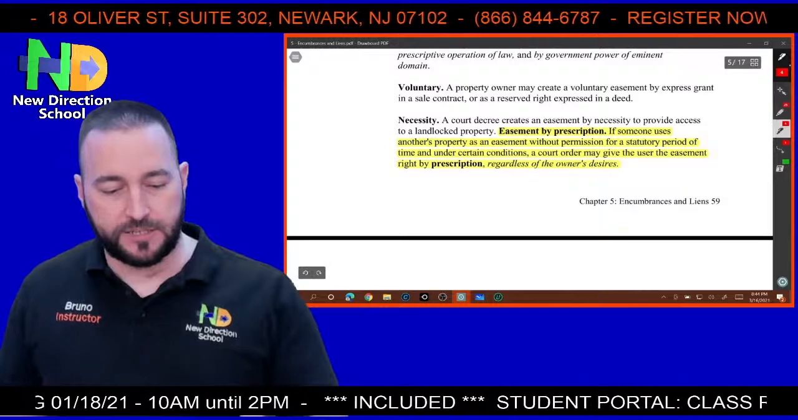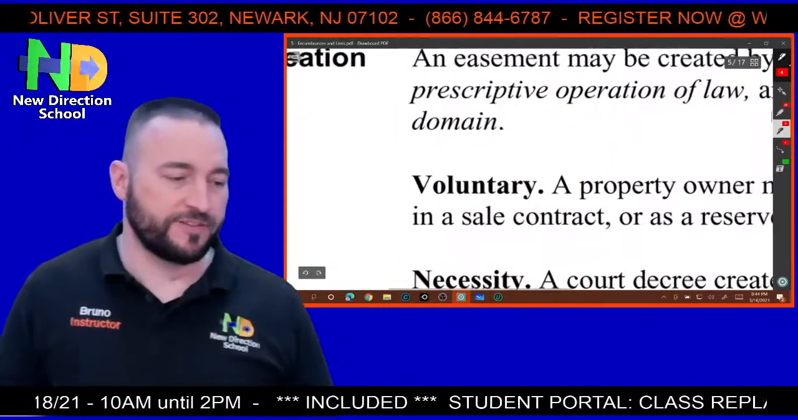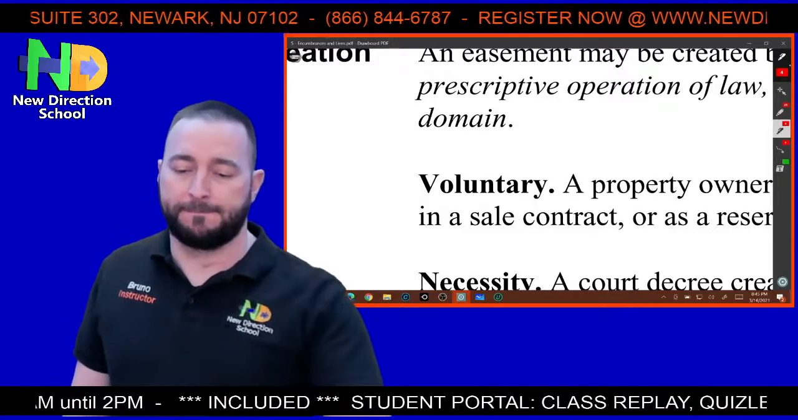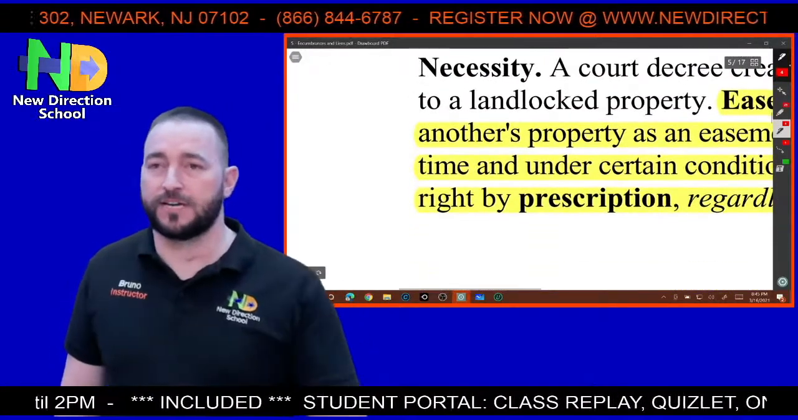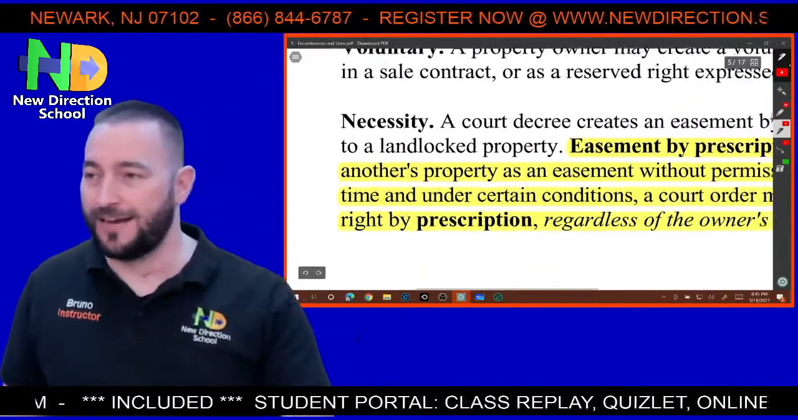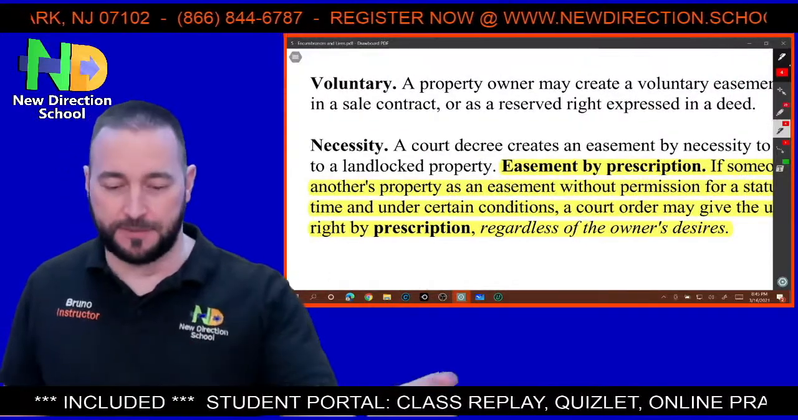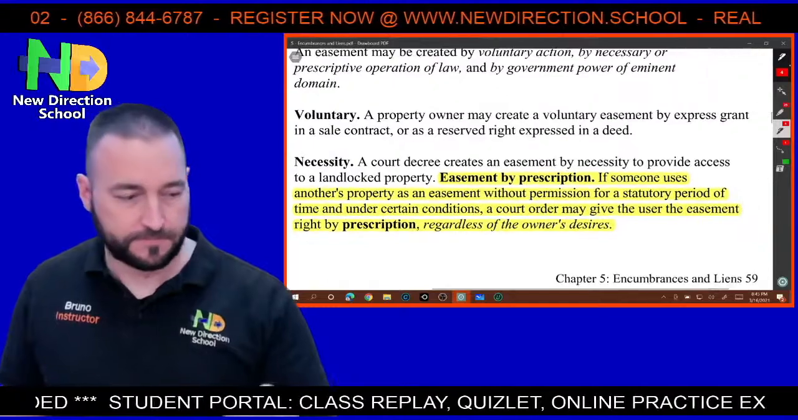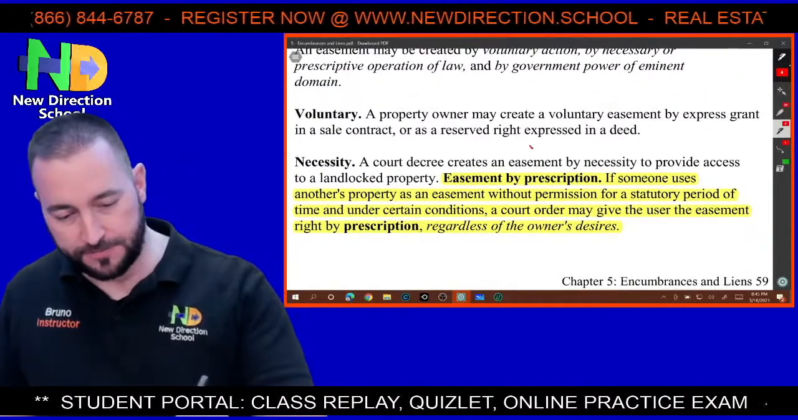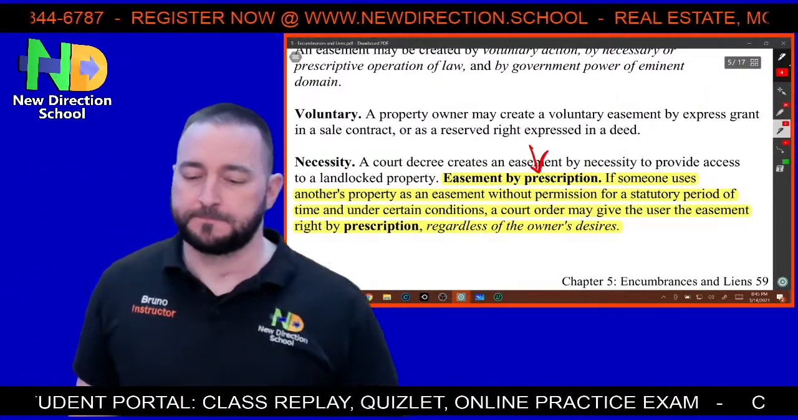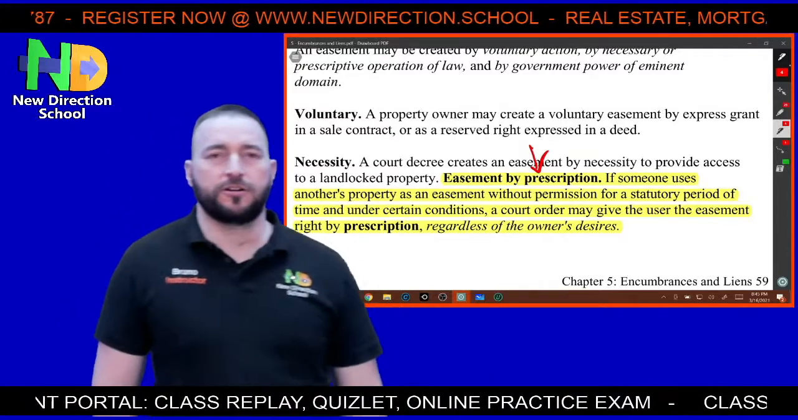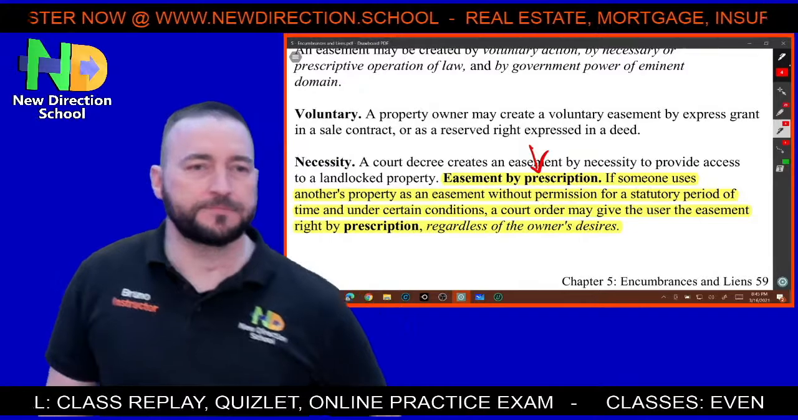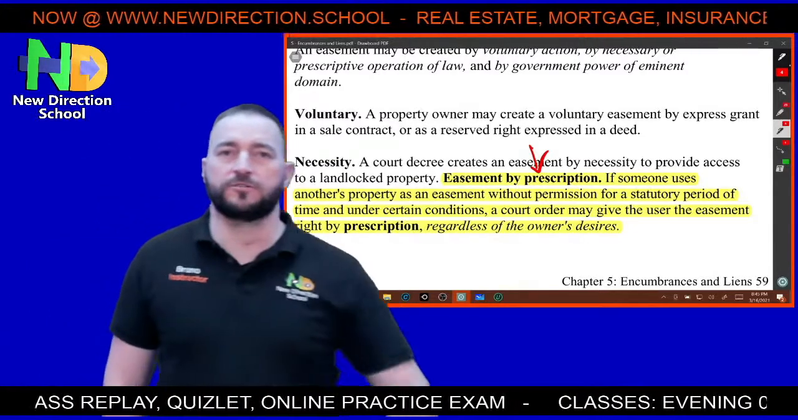How do you create an easement? Very simple. It could be voluntary. That means we agree to. By necessity means I need it, to get to the public road as an example. And then there's this one. By prescription. Have you ever heard of, as you guys highlight here, squatters' rights? Yes. At home, have you heard of squatters' rights?